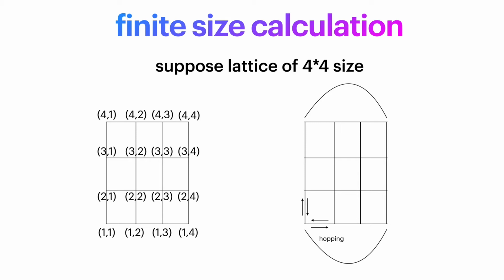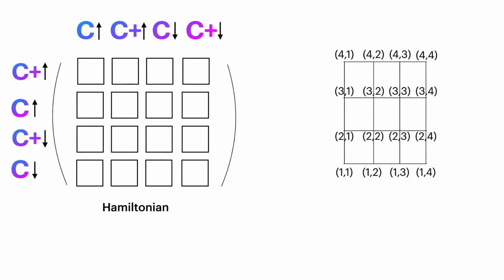Okay, so to form the matrix, we'll need to write down the Hamiltonian in terms of C and C dagger, as you know. C dagger creates a particle, and C annihilates a particle. So you can think of it like a particle and antiparticle. So just think of C dagger as a particle and C as an antiparticle. And also there can be two spins available, like up spin or down spin.